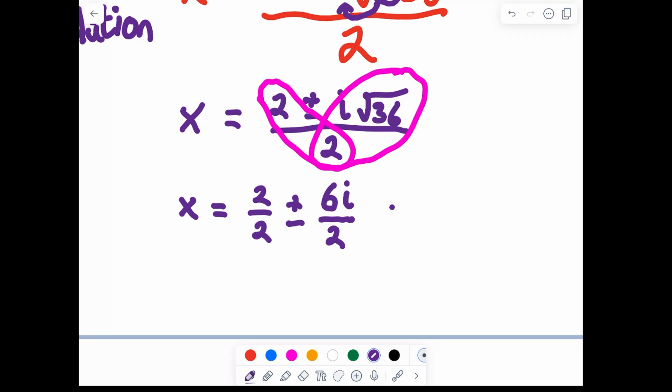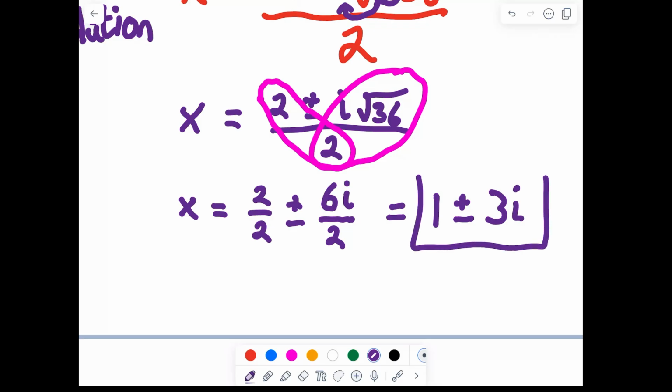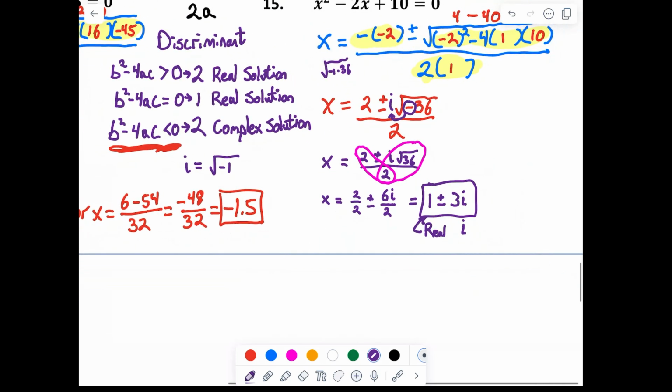I want to convince you that 2 over 2 plus or minus 6i over 2 is in fact that top fraction there. Remember, when you add or subtract fractions, you need a common denominator, which we have here, which is 2. Once you have a common denominator, you add or subtract the numerators. So this would be 2 plus 6i over 2, or 2 minus 6i over 2. In other words, 2 plus or minus 6i over 2. These are two separate answers.